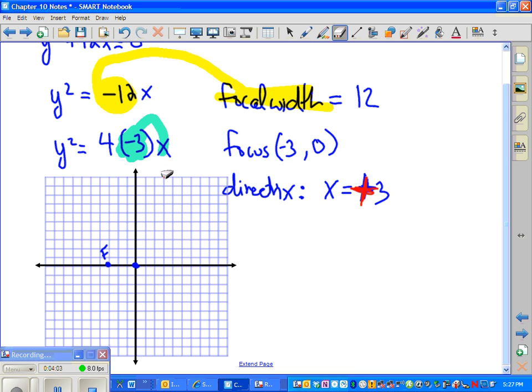Let's redraw this thing, make sure that we have a straight line going. And I don't know why I'm making it harder on myself.